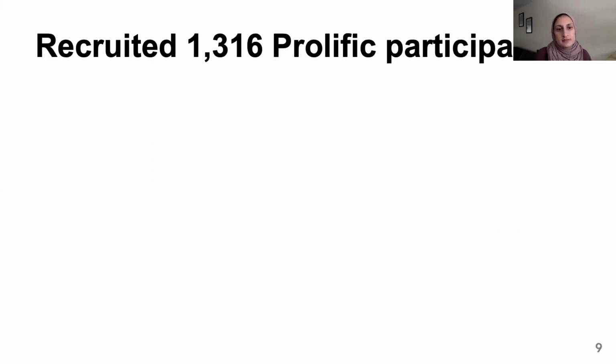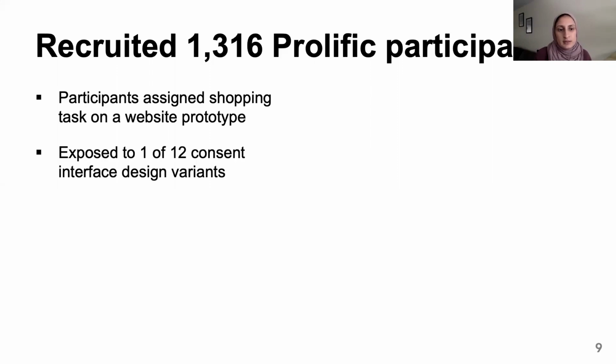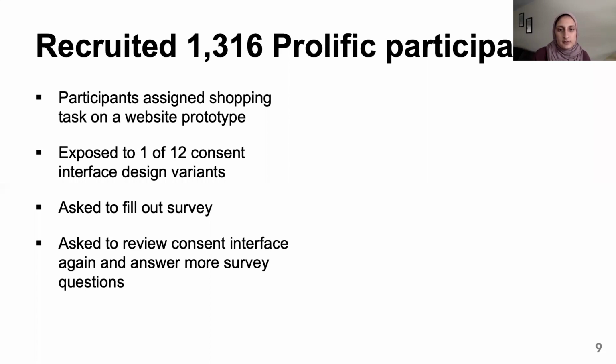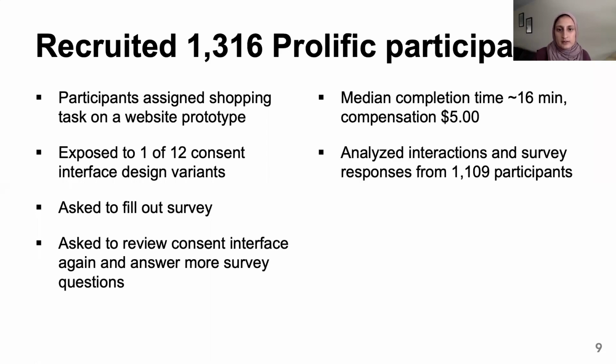We tested our design variants with over 1,300 Prolific participants. Participants were assigned a shopping task on our website prototype. They were exposed to one of 12 of our consent interface designs. They then answered survey questions based on what they remembered from their experience. And after reviewing the consent interface, they were asked more survey questions. Median completion time for the study was around 16 minutes, and participants were compensated $5. We analyzed interactions with the website prototype and survey responses from about 1,100 participants.